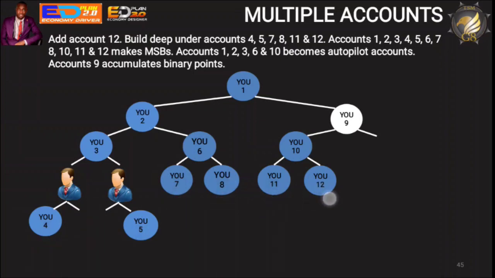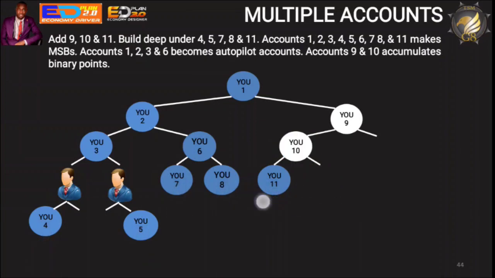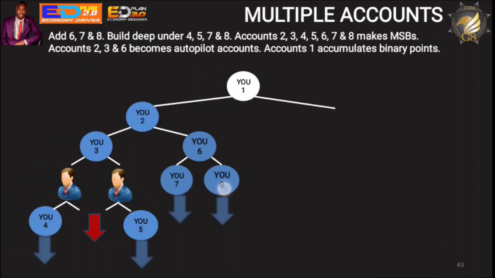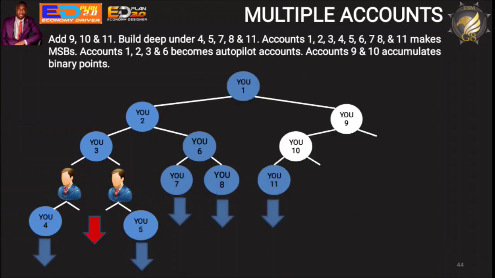So in this case, you add account number 12, okay? Let's see. So you can see here, this is what happens. So add account 9, 10, and 11. Okay, so you have added account 9, 10, and 11. The others are still growing because you're building on them. The team has gained momentum. Everything is growing. And then build deep under account 4, 5, 7, 8, and 11. You're still supporting your team, okay? And you're building deep under this one that you've introduced, that is account 11.